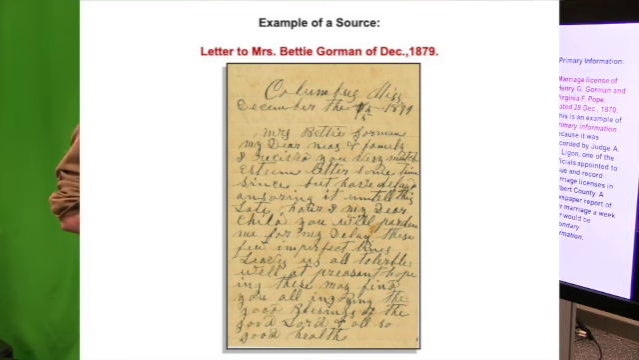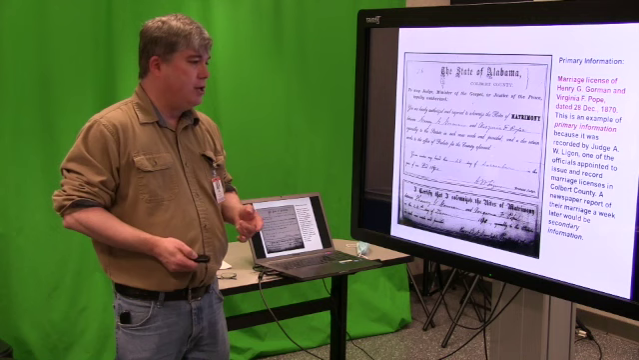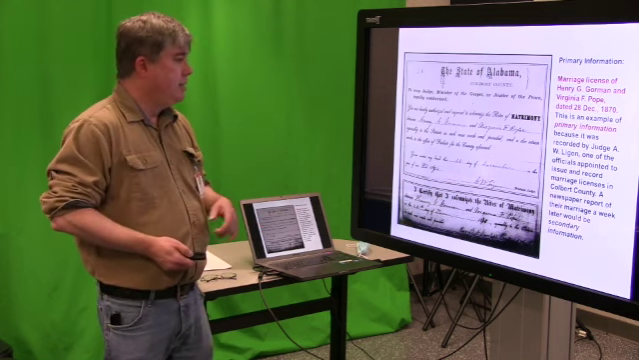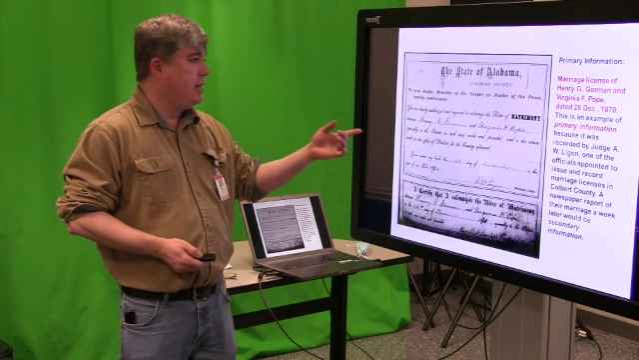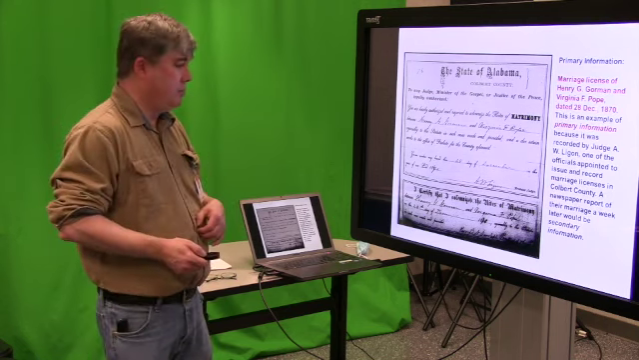An example of primary information would be the marriage license. Actually, this probably would be secondary information, but actually this is signed by the probate judge, so this may actually count as primary. It's the marriage license of Henry G. Gorman and Virginia Pope, dated December 28th, 1870. So it was recorded by Judge A.W. Ligon. So this probably is primary, but it's the best record I'm probably going to get for that marriage on those people right out of the Colbert County marriage books.